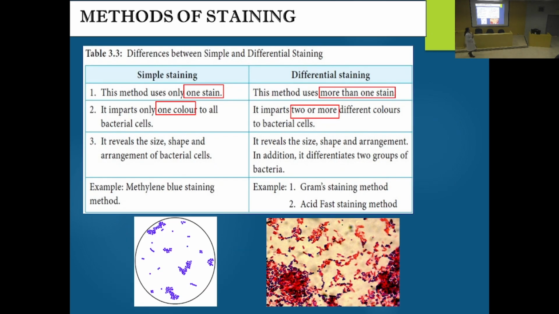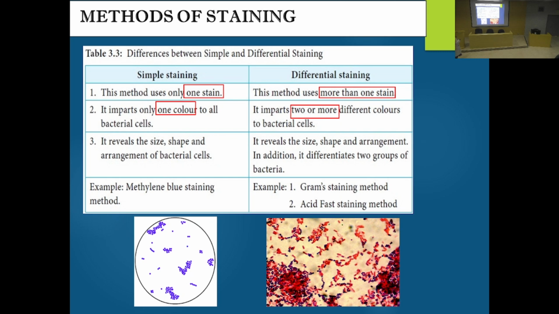Coming to stain preparations, there is something called simple and differential. Simple means we are using just one stain, so all the bacteria will take up only one color. If you are putting crystal violet, all bacteria, irrespective of cocci or bacilli, will take the blue color. So that's a simple stain. Here you can see all the bacteria have taken blue color. This will tell us the morphology and the arrangement of the bacteria.